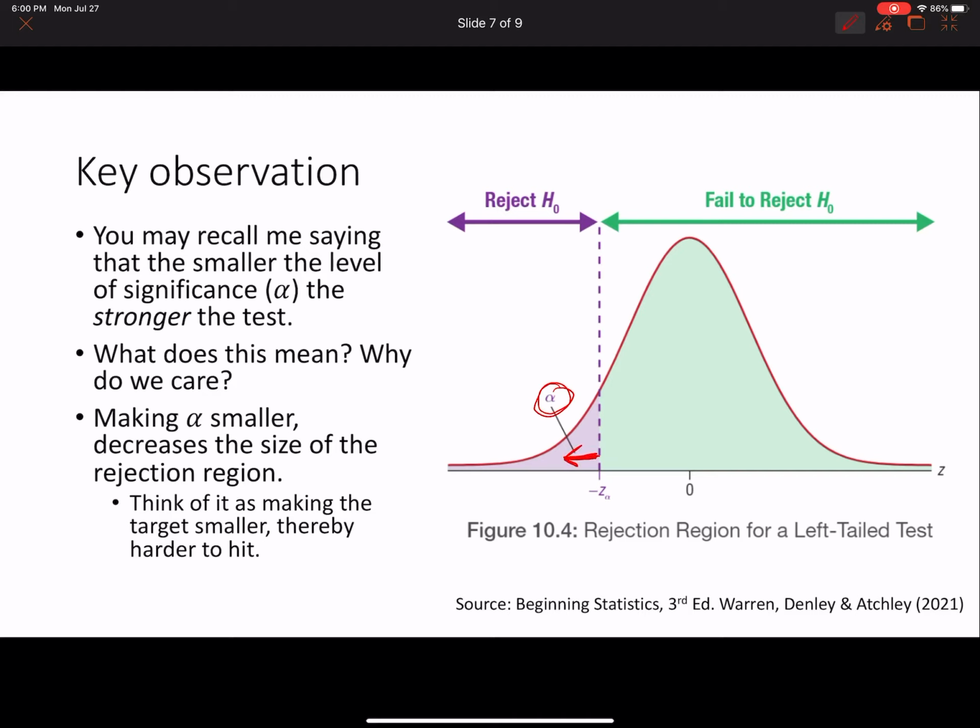decreases the size of the rejection region. It makes it smaller. Think about it as a target. Right now the target's very large, but if I were to take the target and slowly walk away from you, now it gets harder and harder to hit. And so that's really the idea behind making that alpha level as small as possible, thereby making the test stronger. That's the basic idea that we have here. Now in the next video, we'll look in the context of some examples and see how that works.